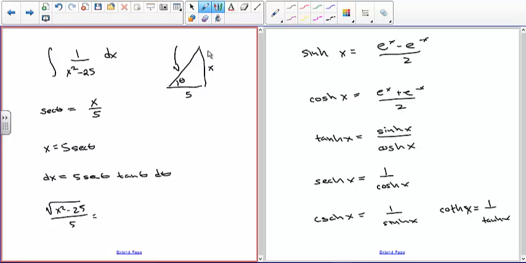Oh, I'm using the wrong substitution, aren't I? No, I'm not. I just drew my triangle wrong. Sorry about that. So yeah, when I got to this point, I'm like, oh, something's wrong.